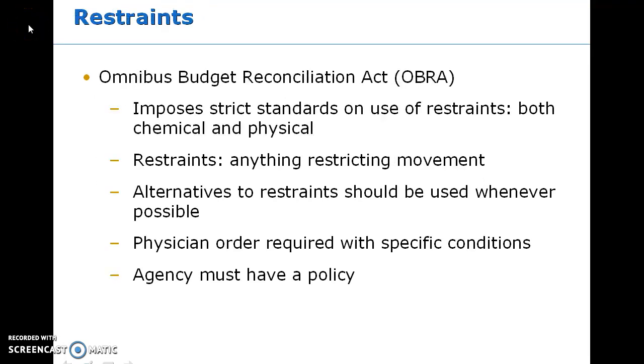As you review this slide, I want you also to look at page 112 for specifics on restraints. The Omnibus Budget Reconciliation Act, OBRA, imposes strict standards on the use of restraints, both chemical and physical. We do not restrain patients to wheelchairs. If you notice in the skilled facilities or the subacute, we have bed padding on the floor. No four side rails are up. A physician has to come and reassess that patient within 24 hours. There also has to be a written policy for the staff to abide by.